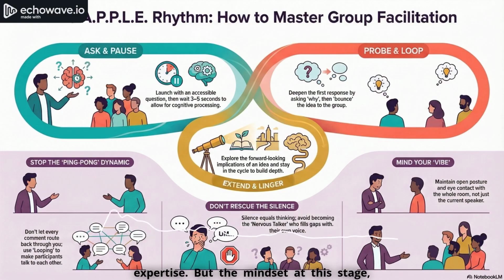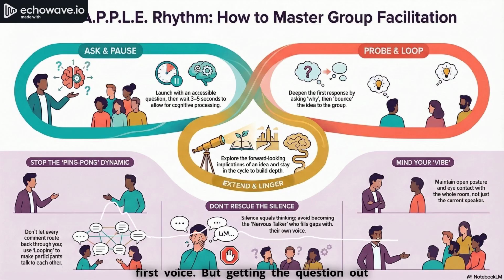But the mindset at this stage has to be entirely stripped of ego. Yeah. Your only objective is to get the first voice in the room to speak. You just need the spark. It's really about lowering the barrier to entry. Like, if you ask people to solve the ultimate mystery of the universe on the first try, they're going to freeze. Every time. But if you ask them something accessible, you get that first voice.